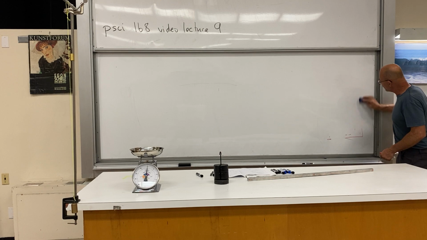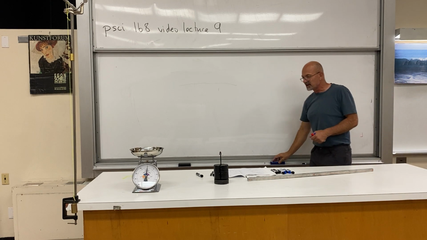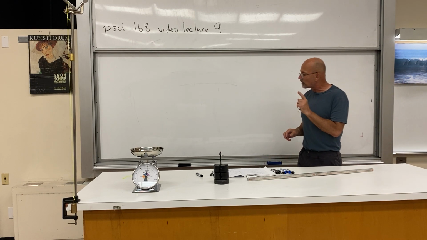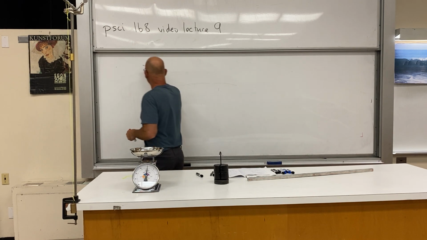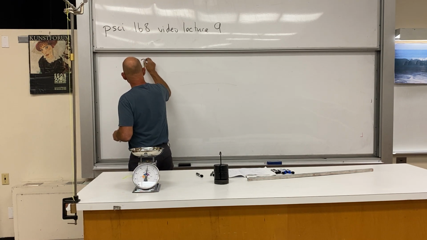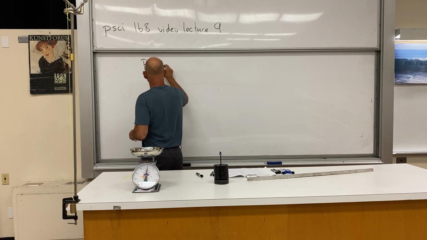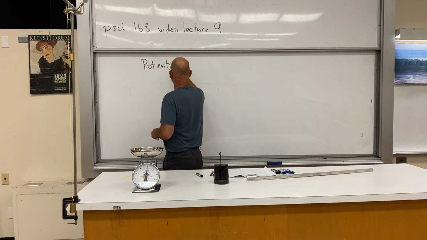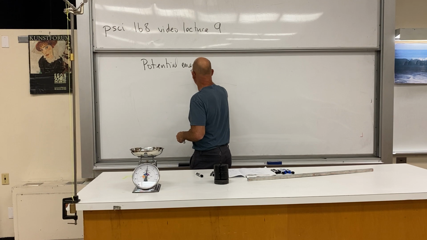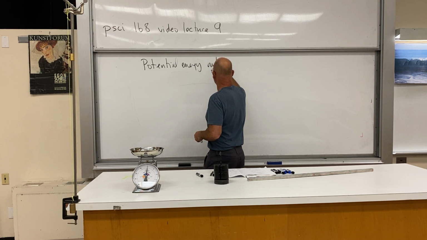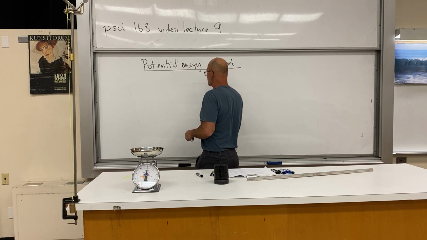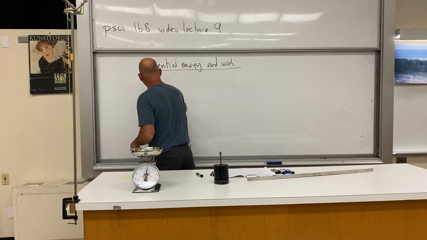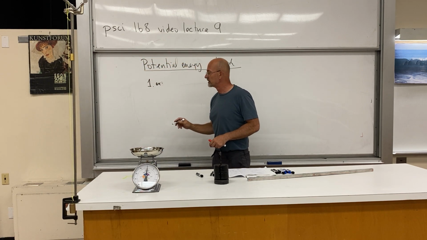Actually, now that we know how the potential energy can turn into work, let's spend a little more time on the work. Potential energy and work. And then we'll finish up with power. So, potential energy and work. So my first example now is the clock. Okay.